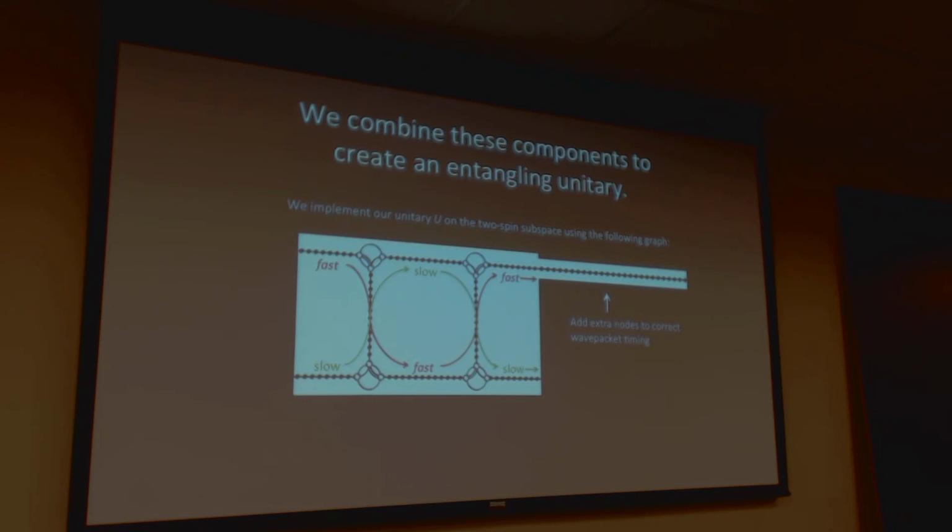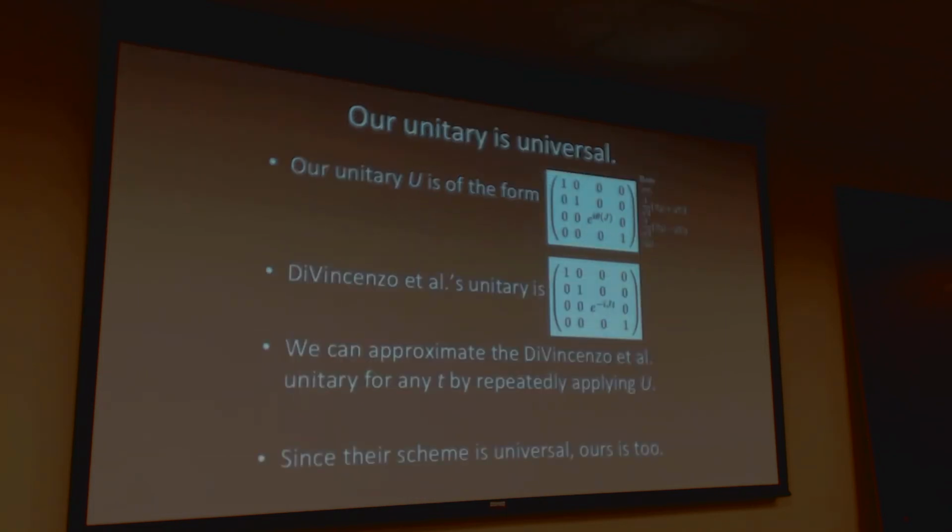And so the important thing about this is that the unitary is in fact universal. The basic idea is the same as in the DiVincenzo et al. paper, because of the unitary that we've constructed, because of the nature of the interaction in the TJ model.